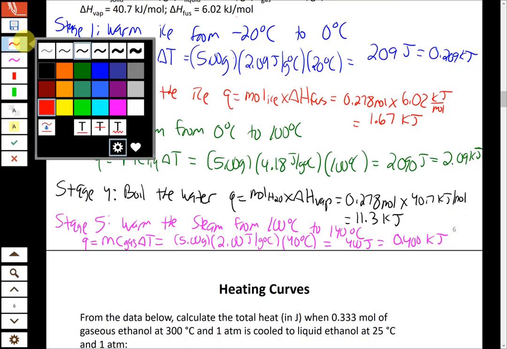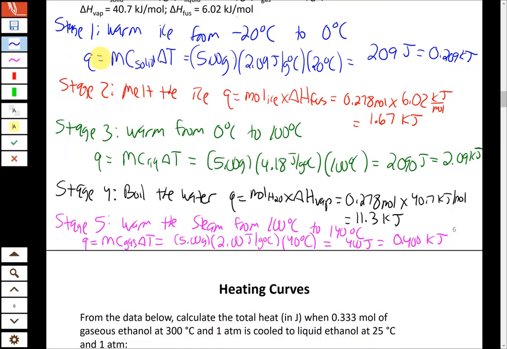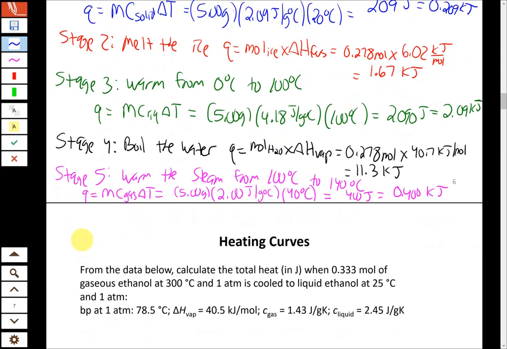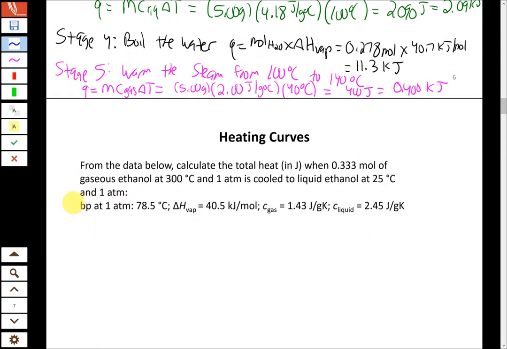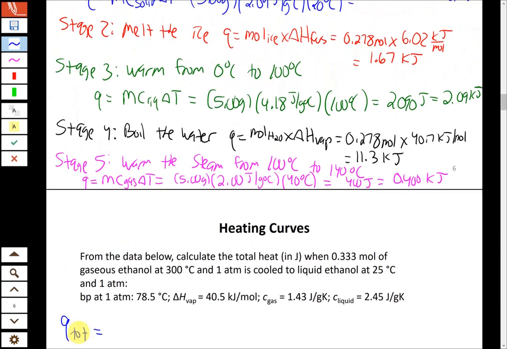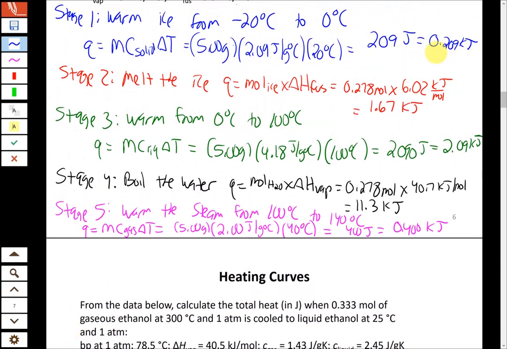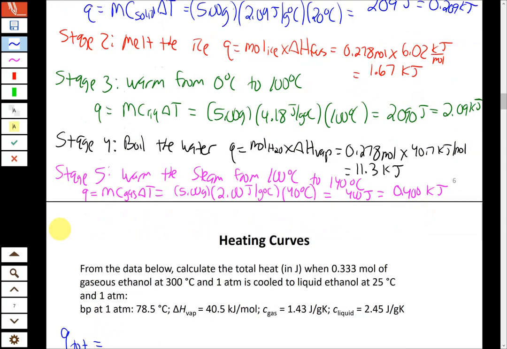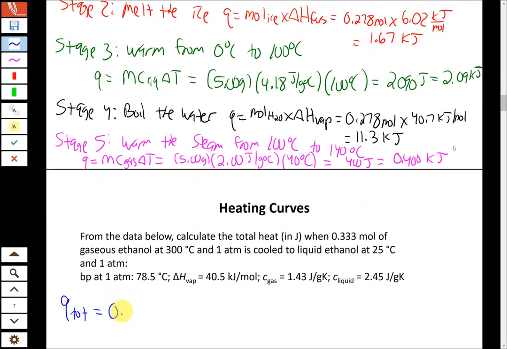All right, and I gave myself a little bit of extra space here because these do take up a lot of room for doing all 5 phases like this. Again, this is more complicated than you'll likely see in a homework or test, but this is basically the complete picture here. So finally, to get the total amount of heat, we just have to add all of those together. There are 5 stages, and we calculated the heat for each. So it's going to be 0.209 kilojoules plus 1.67 plus 2.09 plus 11.3 plus 0.4. So all those numbers added together that we just calculated for each individual stage of this process.